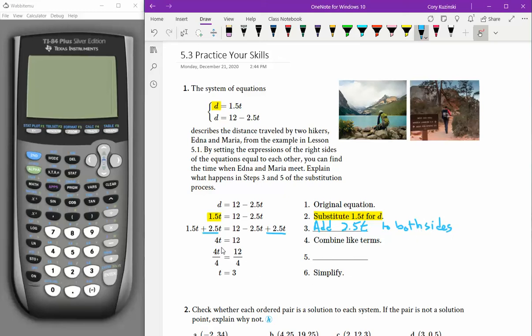All right, then this combined like terms, 1.5t plus 2.5t is 4t, and negative 2.5t plus 2.5t is 0. Then it just looks like we're taking that equation and dividing both sides by 4. So divide both sides by 4. And 4t divided by 4 is t, and 12 divided by 4 is 3. And that is the solution to that equation.